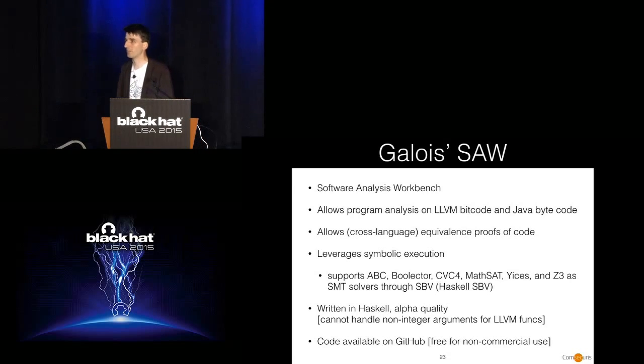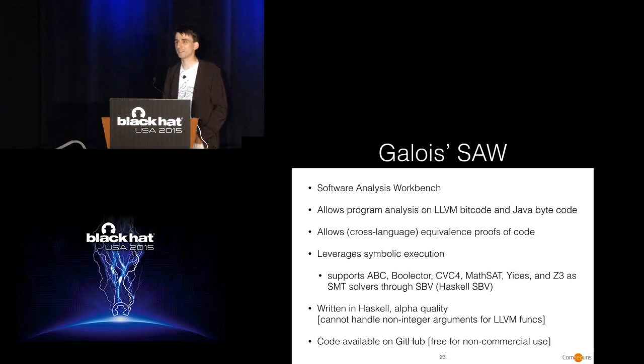The code base is somewhat alpha quality. So for instance, it can only handle integer arguments in the LLVM functions. But it just means that you have to tweak the code before you try to prove correctness or find bugs. And the code is available on GitHub and free for non-commercial use. For commercial use, you have to contact them. And yeah, I found the timing of that interesting. It looks to me that there are people who are also very interested in having correct implementations of crypto.